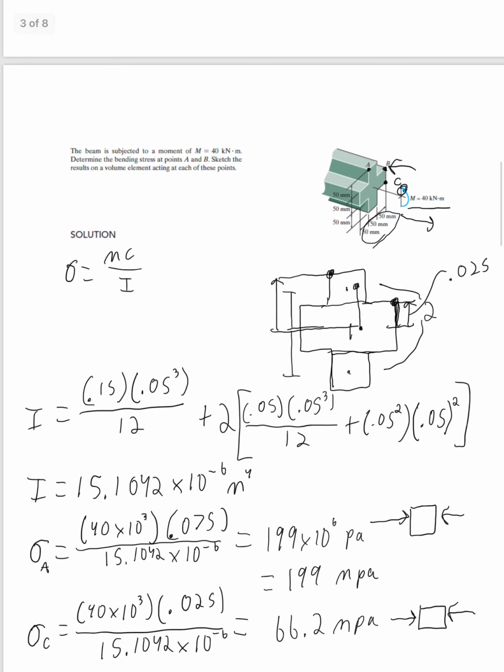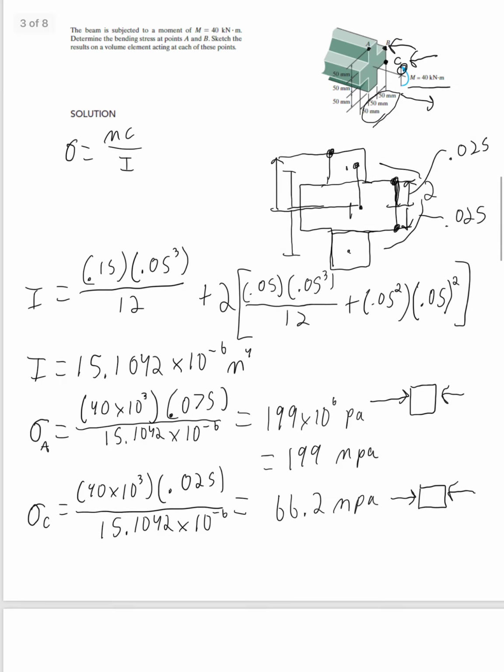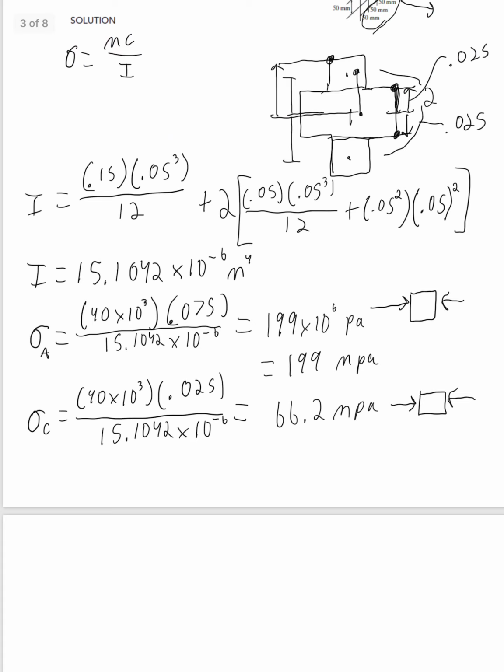So now if we look at point C, we say that's right there. So that's the same distance away as B is. That's still the 0.025. So the equation would be the same. Stress at C will be the same equation. We'll still get 66.2 megapascals. Except now, because we're below the centroid, we'll have a volume element in tension instead of compression.